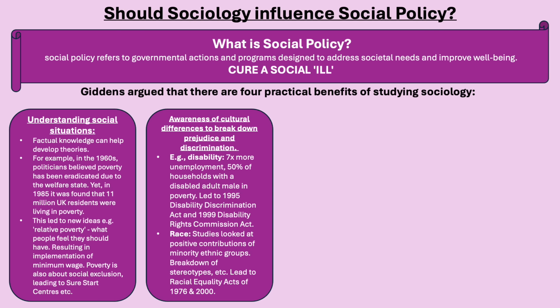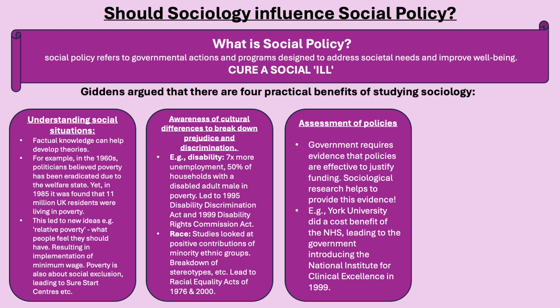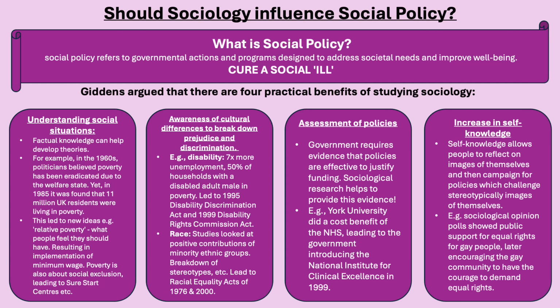If we're looking at race, you can look at studies looked at how positive contributions of minority ethnic groups and breakdown of stereotypes, which leads to the Racial Inequalities Act of 1976 and the 2000s. Then third, we have the assessment of policies. Government requires evidence that policies are effective to justify funding. Sociological research helps to provide this evidence. So, for example, York University did a cost-benefit of the NHS, leading to the government introducing the National Institute of Clinical Excellence in 1999. And finally, the fourth one being increase in self-knowledge.